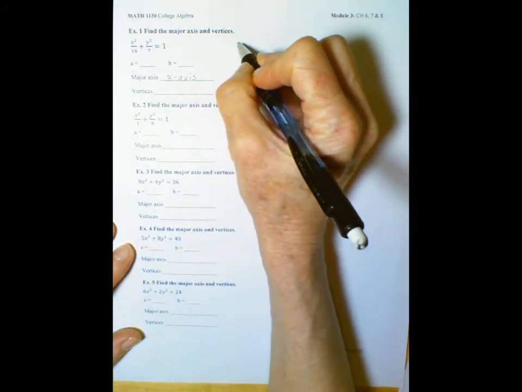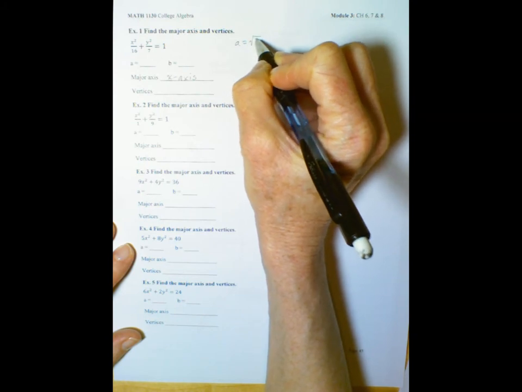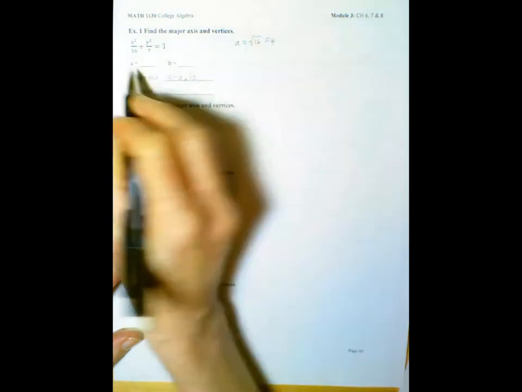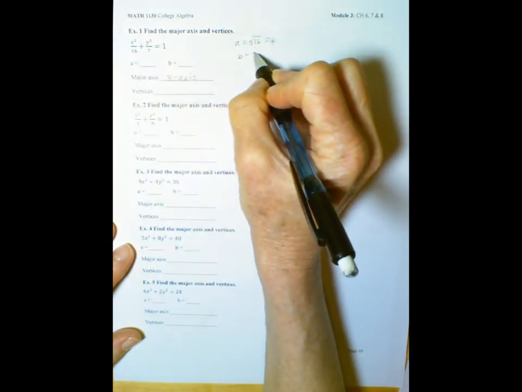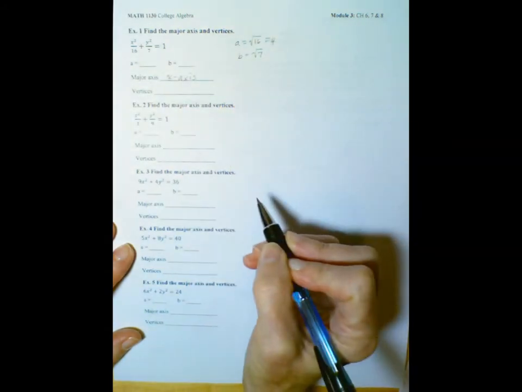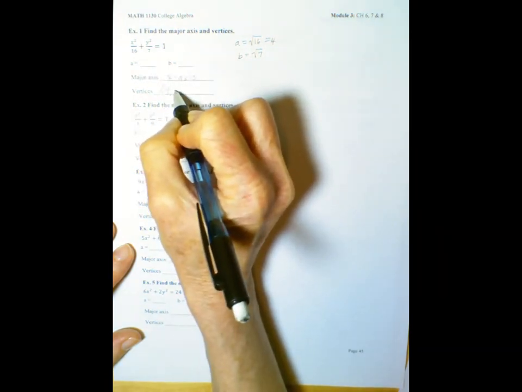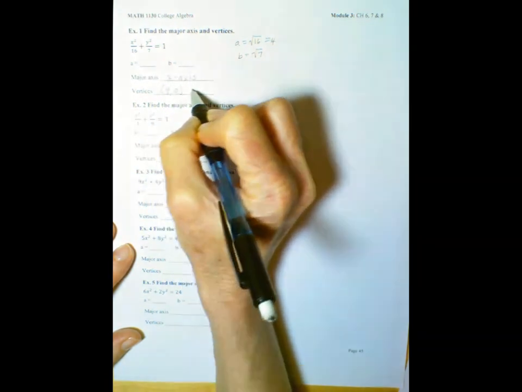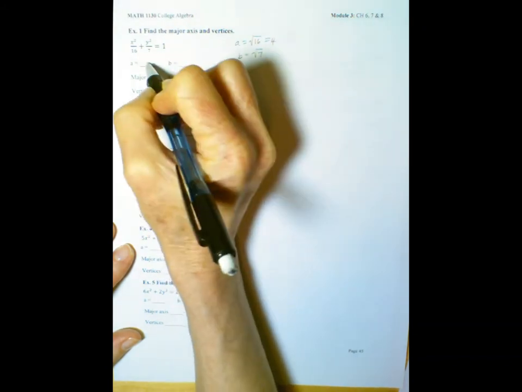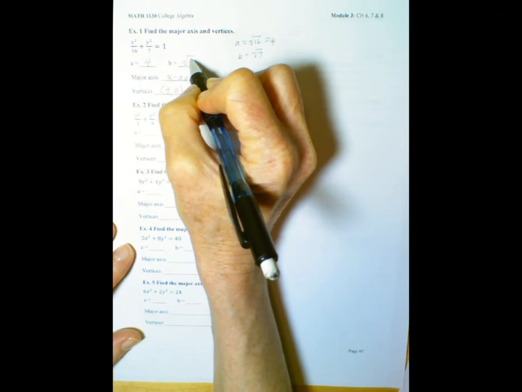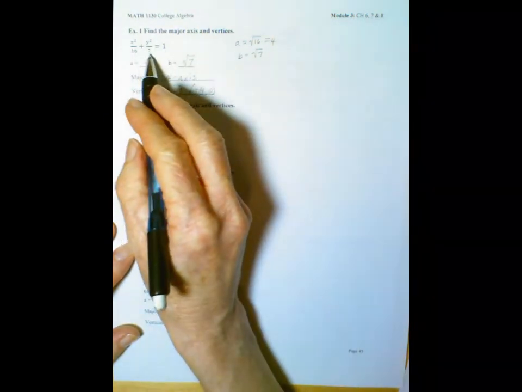Well, what's a equal to? A is equal to the square root of 16, or 4. Remember, this is a squared. And b is equal to the square root of 7. So the vertices are going to be at 4, 0, and negative 4, 0. We can write our a and b over here. A is 4, b is the square root of 7. Okay? Because it's a squared and that's b squared.